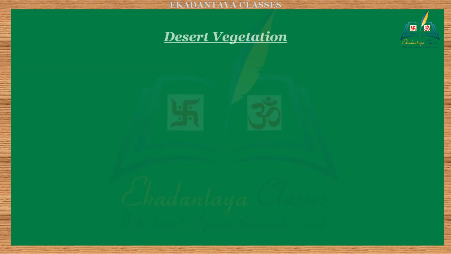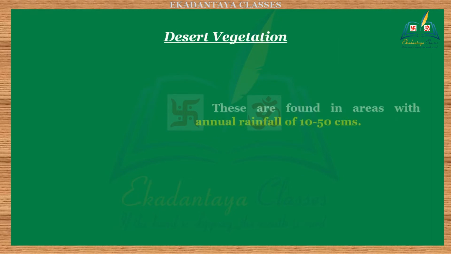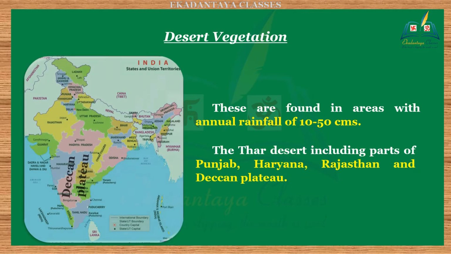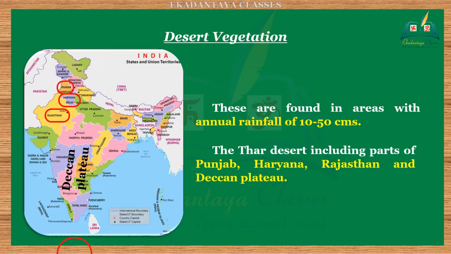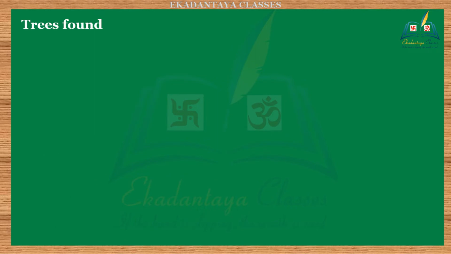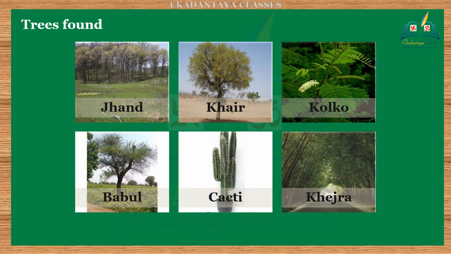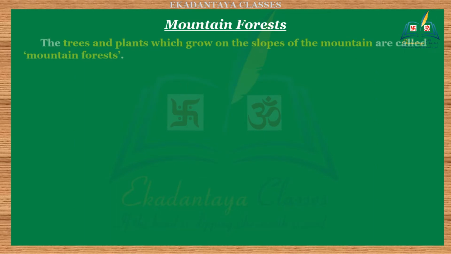Desert vegetation. These are found in areas with annual rainfall of 10 to 50 centimeters, i.e., the Thar desert including parts of Punjab, Haryana, Rajasthan and the Deccan Plateau. The vegetation consists of scattered trees and thorny bushes. Jand, Khejri, Kikar, Babul, cacti etc. are found here.